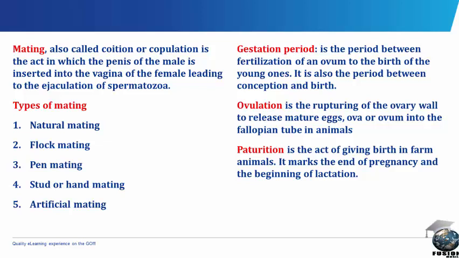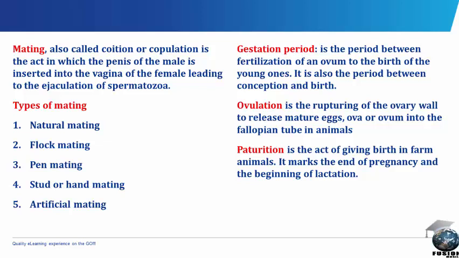Remember that the male animal does not go on heat. The male animal is always ready to mate, but the female animal has to be on her heat period, the period when she can receive the male. The stud or hand mating: the males are kept separately to be mated with individual females when on heat. After mating, the male is taken away.